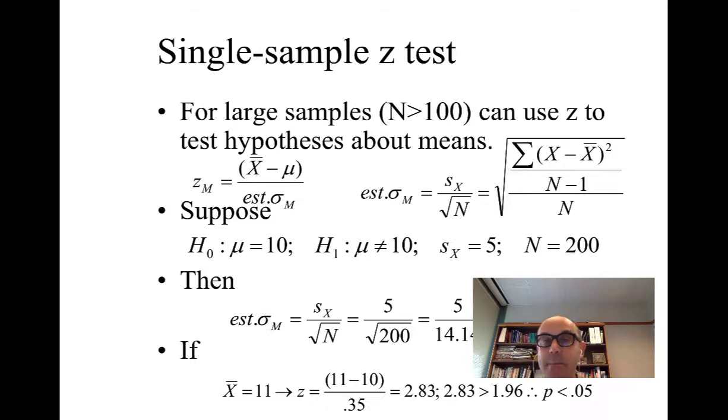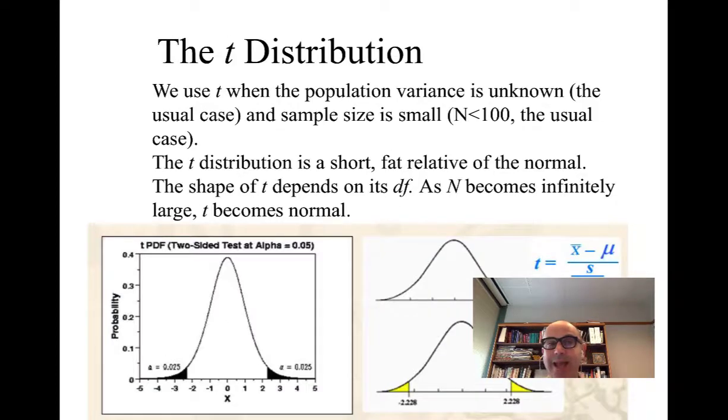A one-sample z-test is where we have a larger sample, where the capital N is bigger than 100. So we can use the z-test to state a hypothesis about the mean. And this is the formula, and this is how we calculate that.